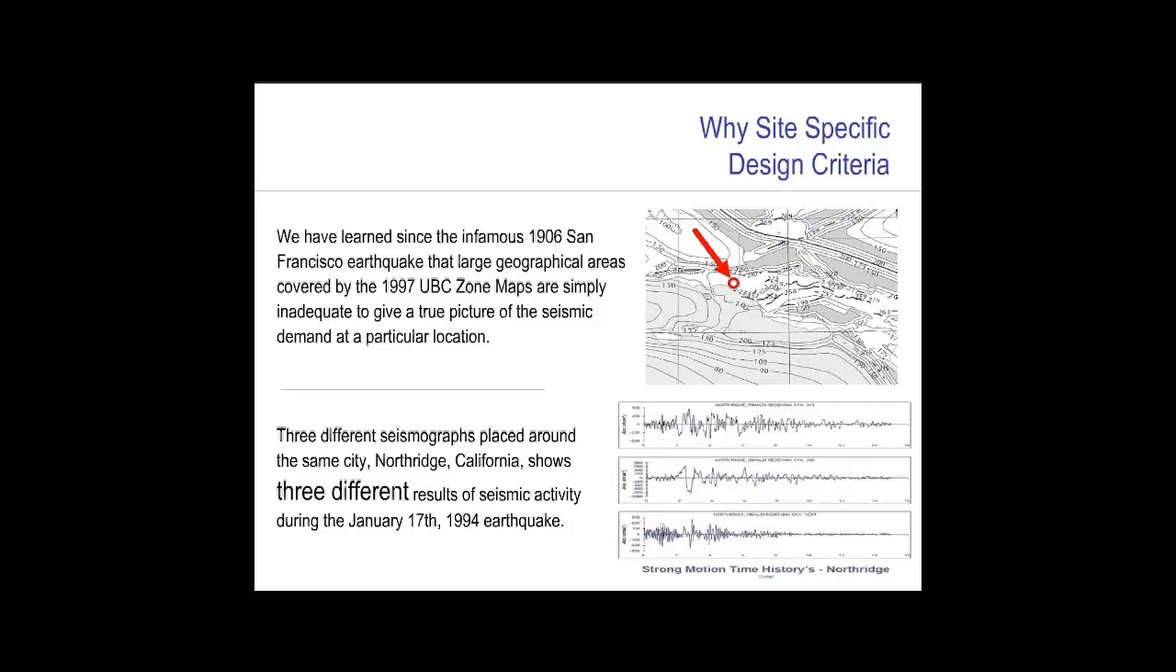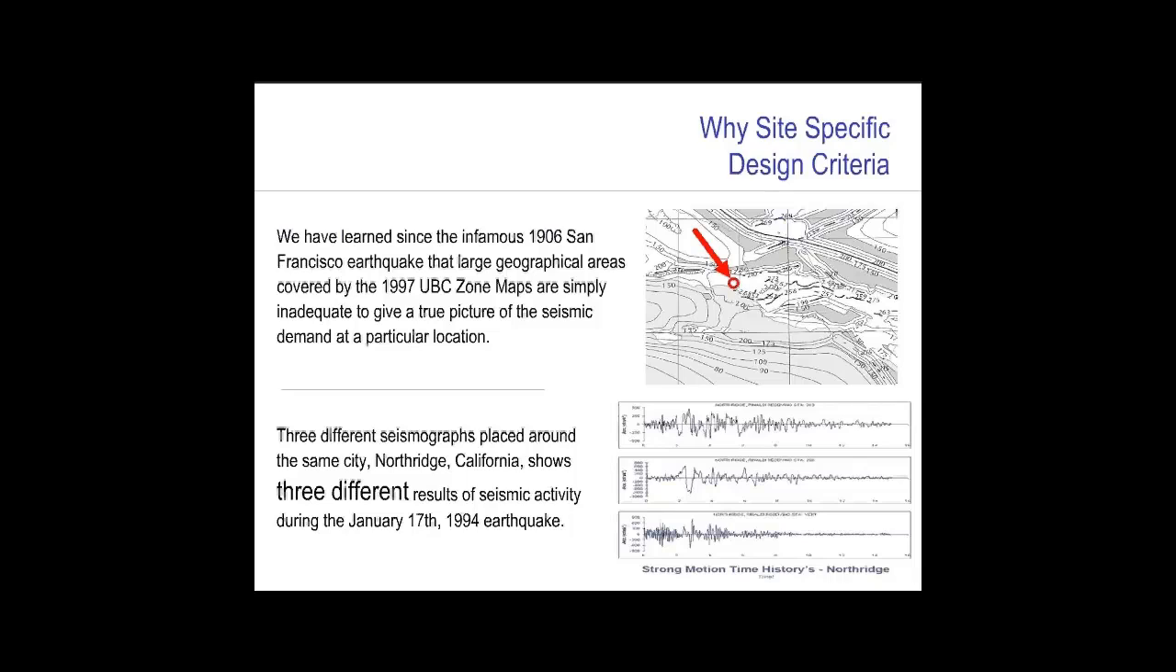Some would argue that, like the old UBC zone designations, couldn't we just use zip codes or some broader classification than site-specific based on longitude and latitude or site address? These 3 seismographs were not only from the same city, but also the same zip codes. Therefore, soil types and proximity to fault lines have an impact on the seismic event demands, which can vary greatly in a very small geographical area.